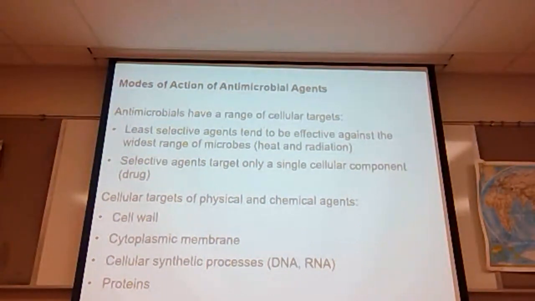Components of the cell can also be the targets of both physical and chemical agents. The cell wall can be affected. Many of our antibiotics, penicillin for instance, are cell wall inhibitors. It prevents the bacteria from making new cell walls. No new cell walls, no new cells, no new cells, no reproduction. Maybe it affects the cytoplasmic membrane. We refer to these as membrane disruptors. And same thing, if the cell cannot make new membranes, then it cannot make a new cell.